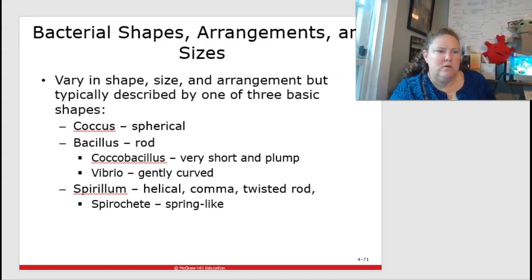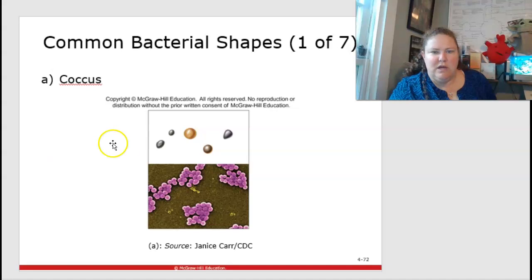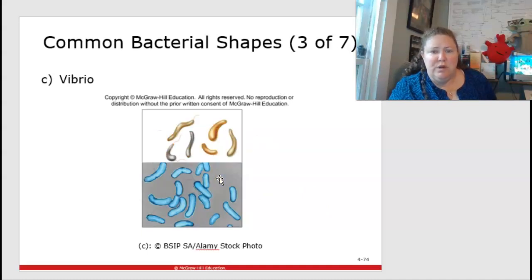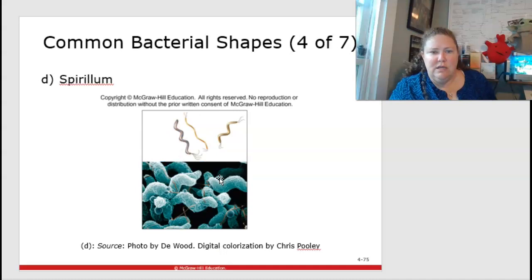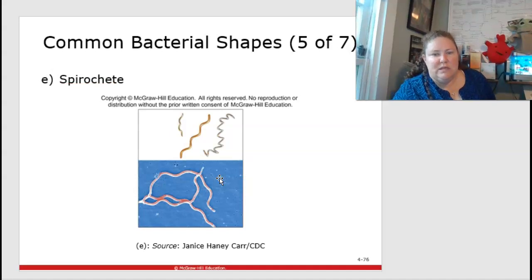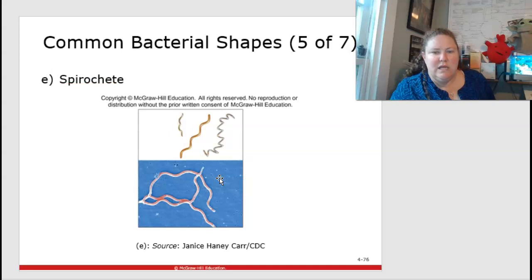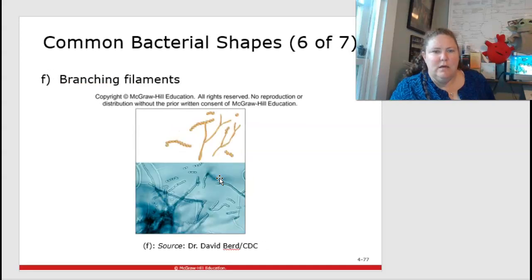So here would be a picture of a coccus. You can see that they're nice and spherical. The rod or bacillus, you can see they look like a rod, right? Vibrio with a slight curve in it. The spirillum or spirochetes, right? They look like spiral macaroni. The spirochete is more curved. So spirillum is not as tightly wound as the spirochete, okay?